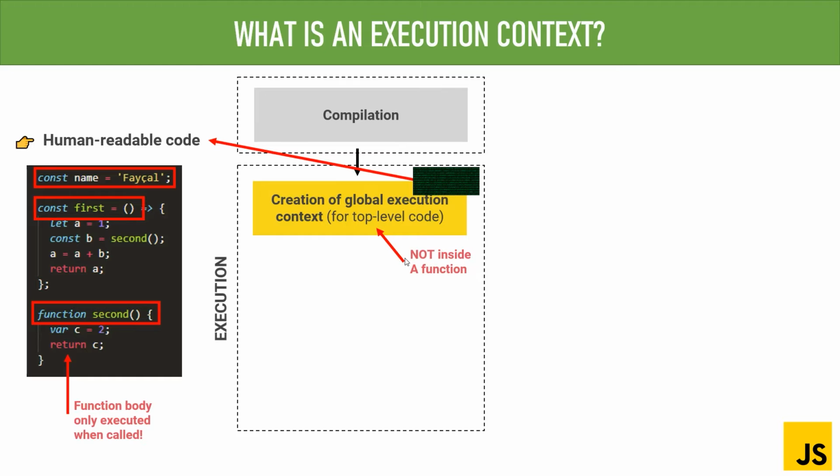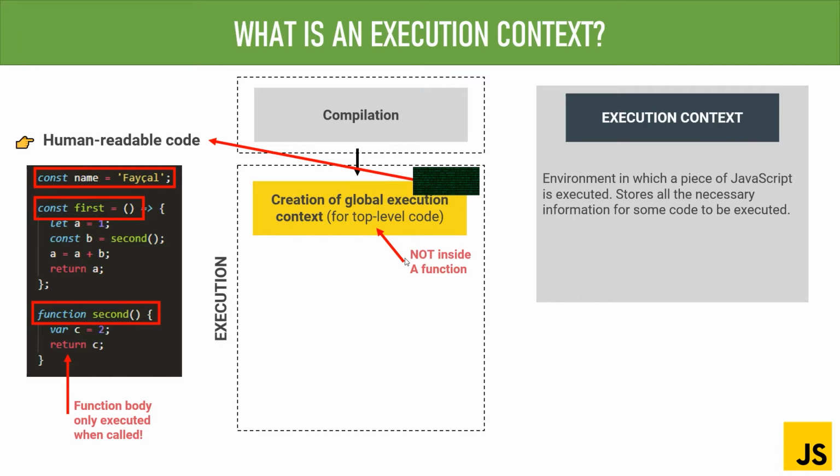So we know that a global execution context is created for top-level code. But now, what exactly is an execution context? Well, an execution context is an abstract concept, but I define it basically as an environment in which a piece of JavaScript is executed. It is like a box that stores all the necessary information for some code to be executed, such as local variables or arguments passed into a function. So JavaScript code always runs inside an execution context.